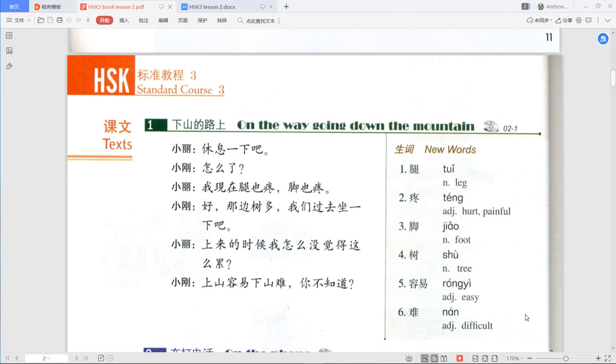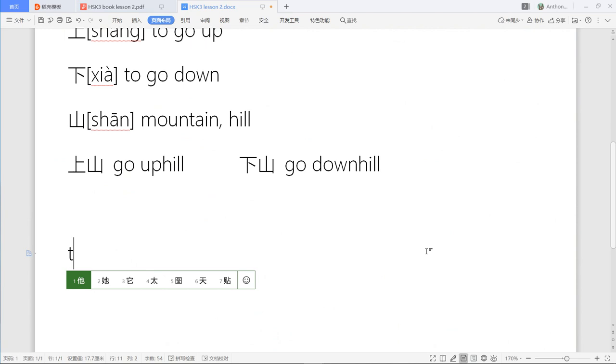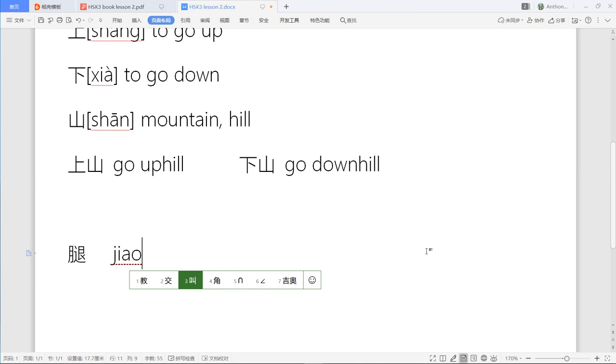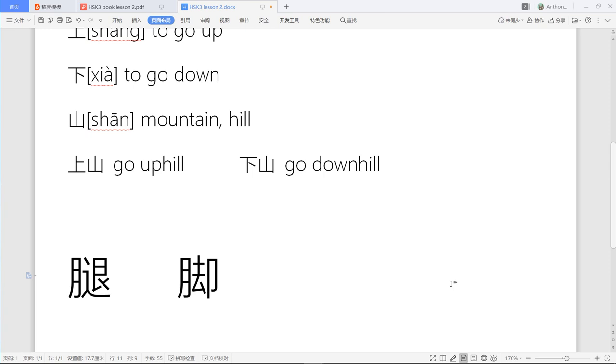So these are vocabulary. Just a quick thing to talk about radicals. We didn't talk much about it last lesson. So you can see 腿 and 脚, these two characters. If I type 腿, T-U-I, 腿, and 脚, J-I-A-O, 脚. If we type J-I-L, we can't see that character, so we need to find it. Yeah, I can see the number 2. Can we see these two characters? They have something similar. Let me make it bigger. Can we see something similar? So they both have the radical 月, on the left side, they both have this part in their character.